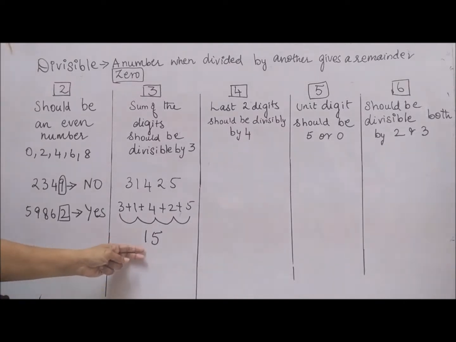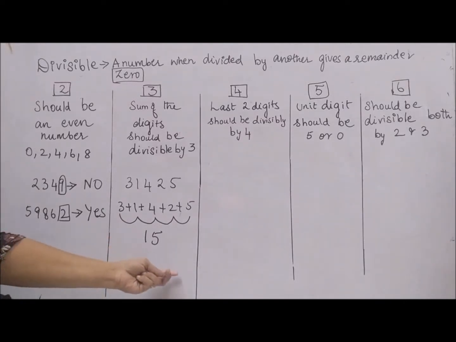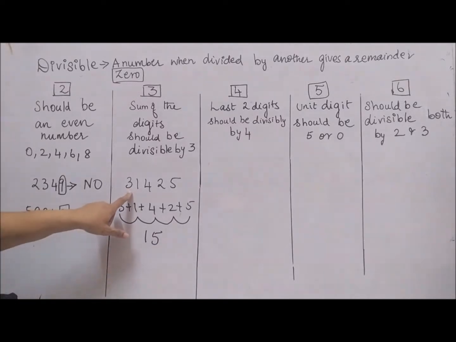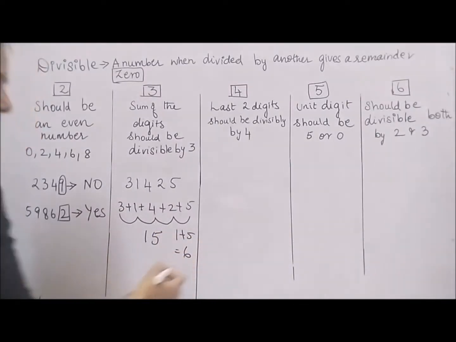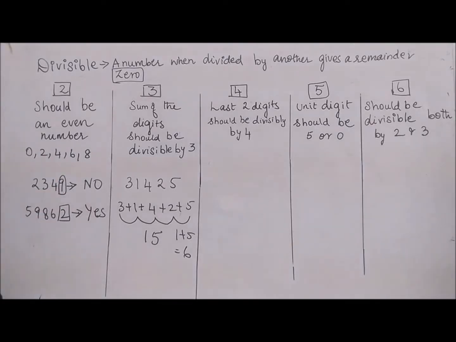If you're still not confident, see, 15 comes in the 3 tables. So when I divide this by 3, I'll get a remainder 0. Still, if you're not confident, what you should do? Add this also. 1 plus 5, 6. 6 comes in the 3 tables. So this will be divisible by 3. You can divide and check, and you will be able to understand.